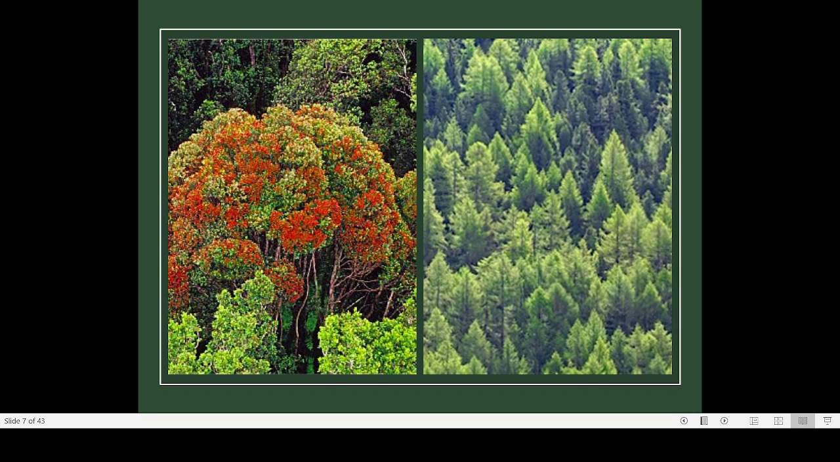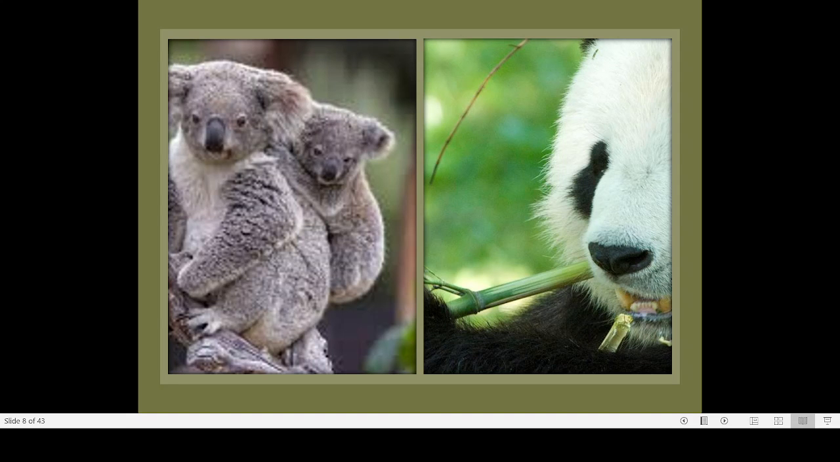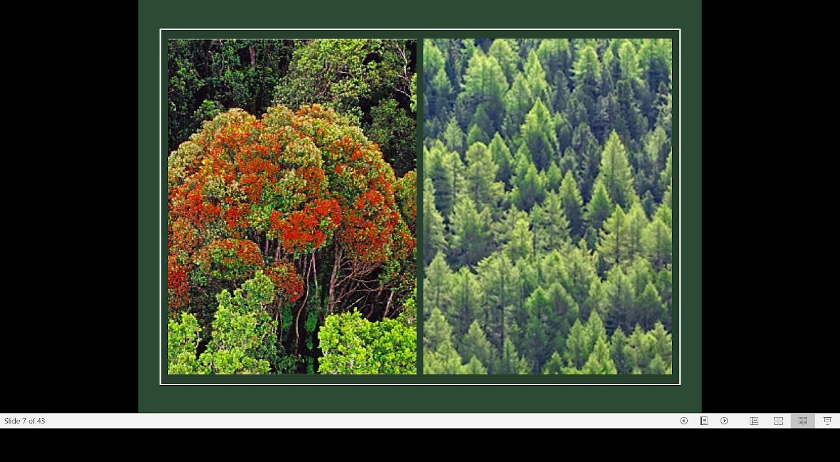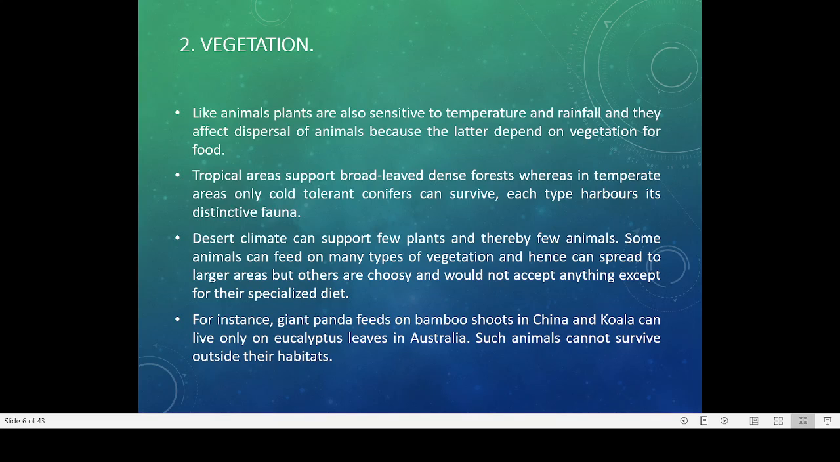For example, here I will show you a picture. There are two animals. One is koala. What is the second one? That is panda. Here there is a sentence that shows that some animals are very choosy, that they are very much selective. They will not eat everything. They eat only a few types of food.